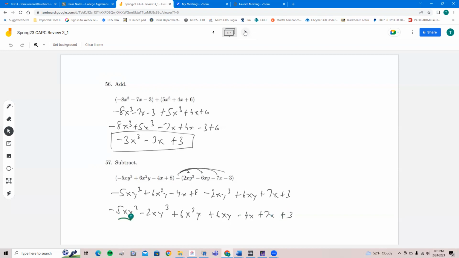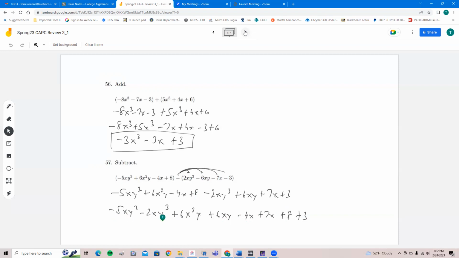Make sure I didn't miss any. 1, 2, 3, 4, 5, 6, 7. I'm missing one. What did I miss? Oh, this plus 8. So I have a plus 8 and a plus 3. There we go. Okay, so now I can combine these two.